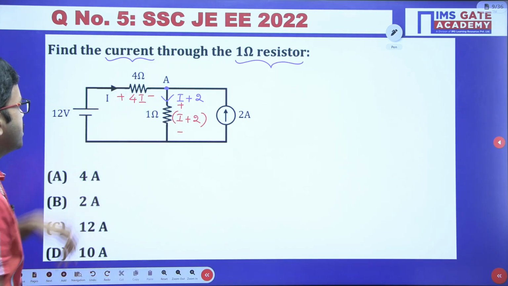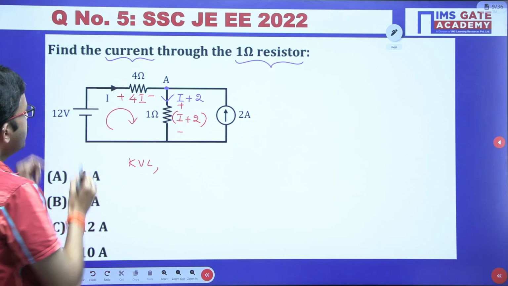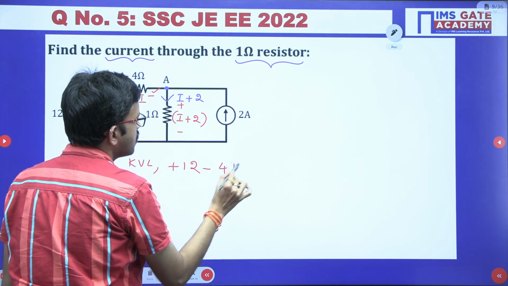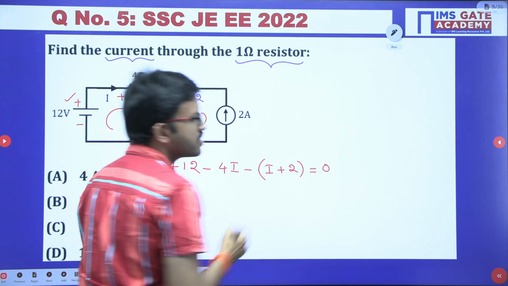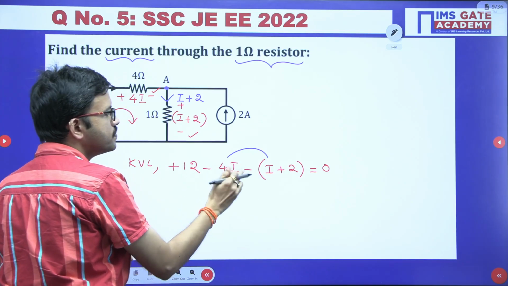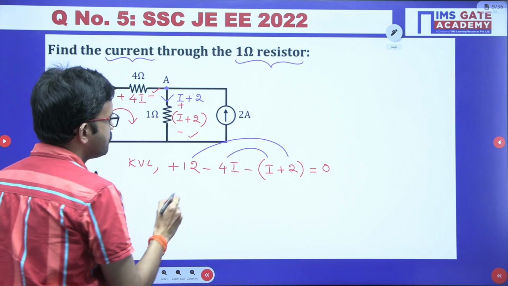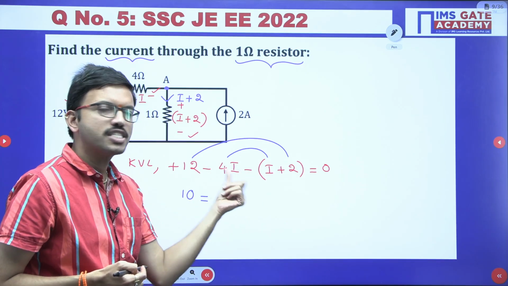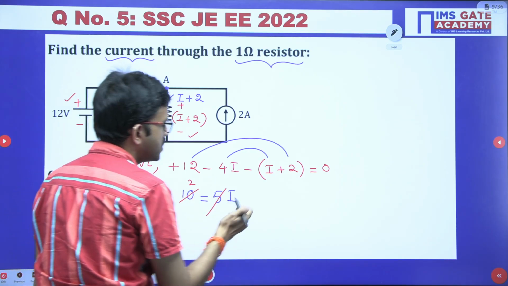Now you can apply KVL around this closed path. So here minus 2 plus 12 volt, then plus 2 minus 4I, then once again plus 2 minus of I plus 2 is equal to 0, right? First you do simplification with respect to the constants. 12 minus 2 is nothing but 10. Now here you can observe 4I minus I, that is nothing but minus 5I. I am bringing it to the right hand side, it will become positive. So 5 2 times, that means I equal to 2 amperes.